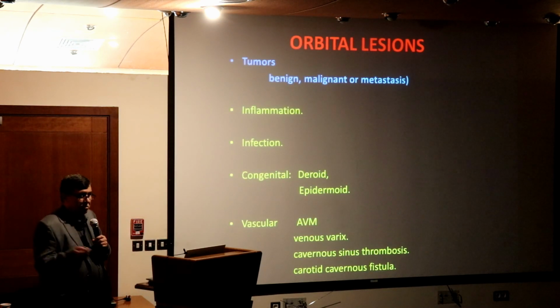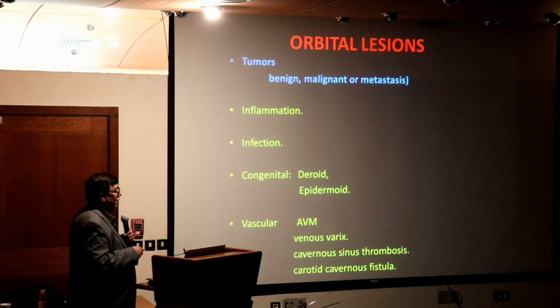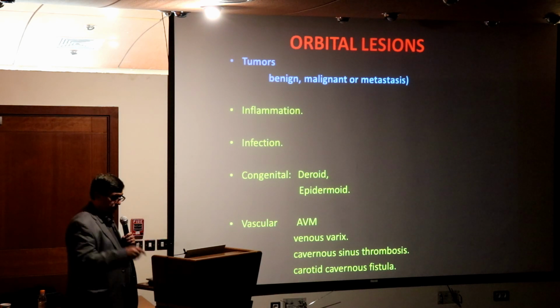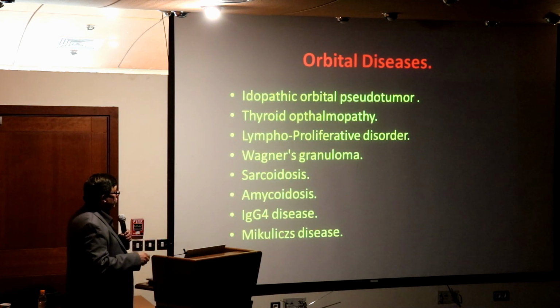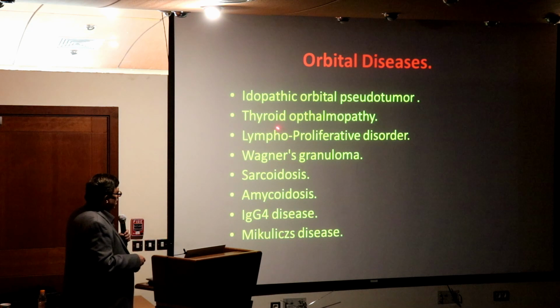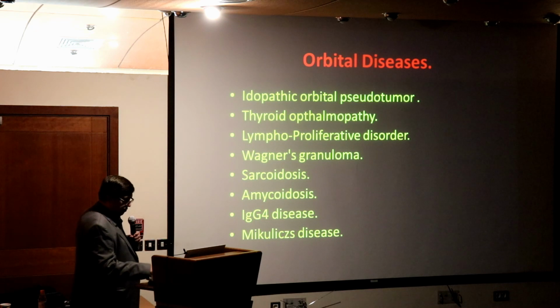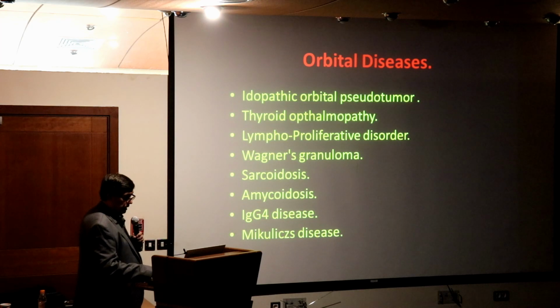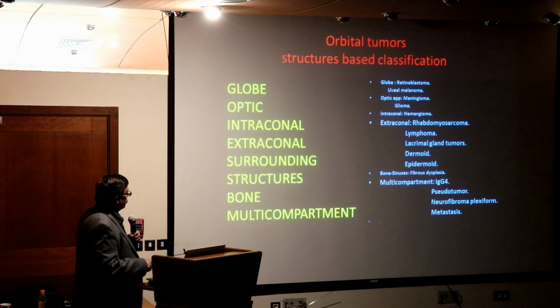So how do we think about orbital lesions? You may think about the pathology. You say, are these tumors, or are they inflammation, or are they infection, or are they congenital, or are they vascular? You can think of this pathological classification. You can also think about orbital diseases. What are the orbital diseases that affect the orbit? IOP, idiopathic orbital pseudotumor, thyroid disease, etc. A group of diseases: sarcoidosis, Wegener's, amyloidosis, IgG4, etc. as disease.